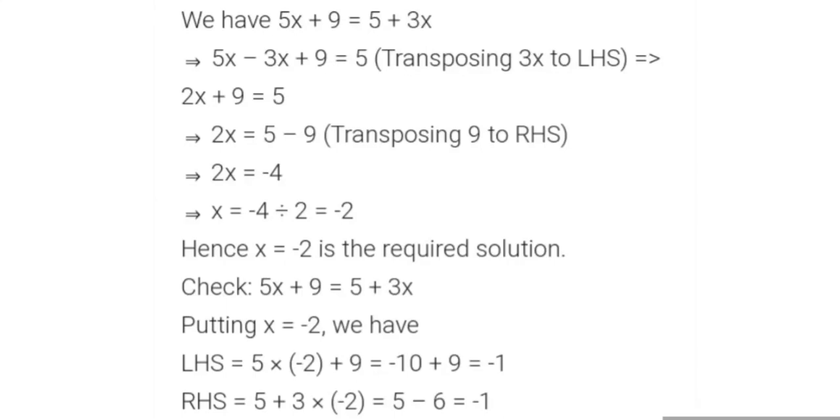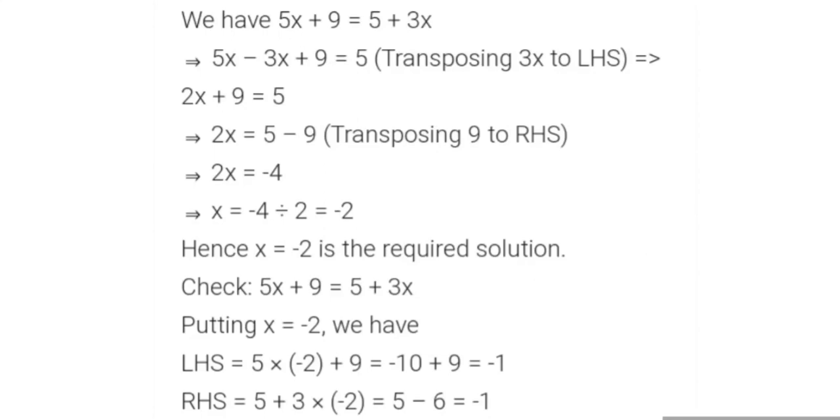So here also variables we will write one side and the constants we will write one side. So first transposing 3x to left hand side. So it will come 5x minus 3x plus 9 is equal to 5. 5x minus 3x is 2x. So 2x plus 9 is equal to 5. Now transposing 9 to right hand side. It will come 2x is equal to 5 minus 9. Means 2x is equal to minus 4. So x is equal to minus 4 upon 2. So the value of x is equal to minus 2.